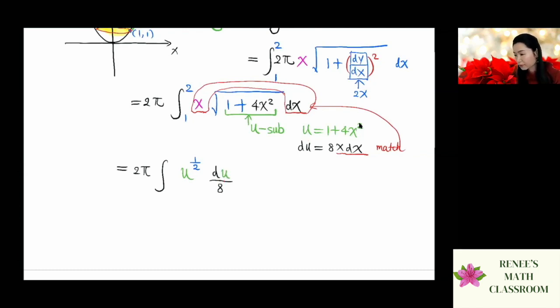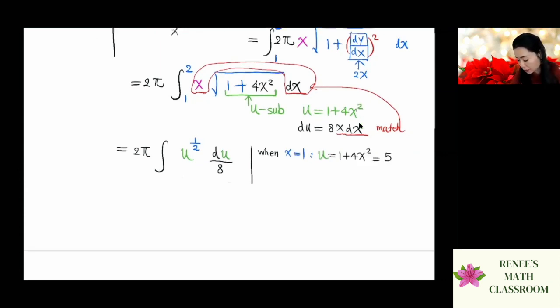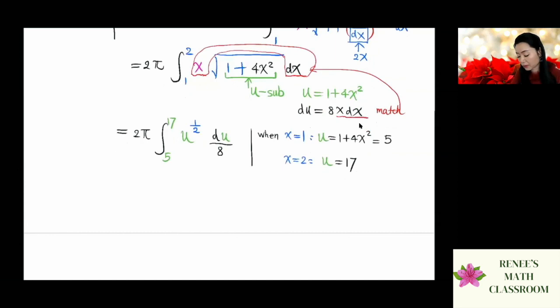Now, once I did the U-sub, this is integration with respect to u, so I need to find the corresponding upper and lower limits of u. X goes from 1 to 2, so what does u go from? When x equals 1, remember u is 1 plus 4x squared, so that is equal to 5. When x equals 2, u is equal to 17. So the lower limit for u is 5 and the upper limit is 17. Don't forget to change the upper and lower limits once this is an integration with respect to u.